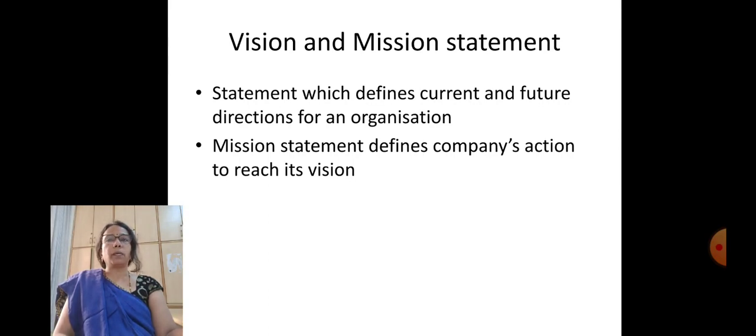So what do you mean by vision? It's a big picture of what you want to achieve, or you can say it's a statement which defines current and future directions of an organization, whereas mission is a general statement of how you will achieve the vision, or it defines the company's action to reach its vision. A company statement often created with a vision and mission is a statement of core values. Core values means how you will behave during the process.